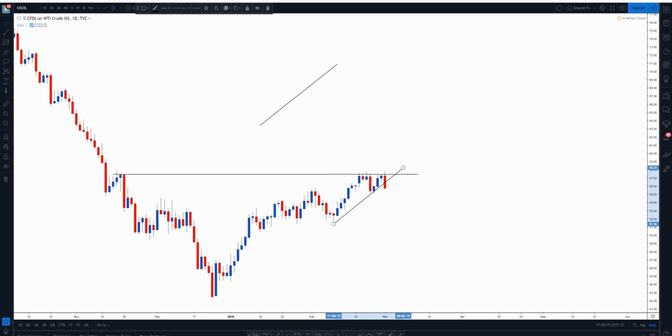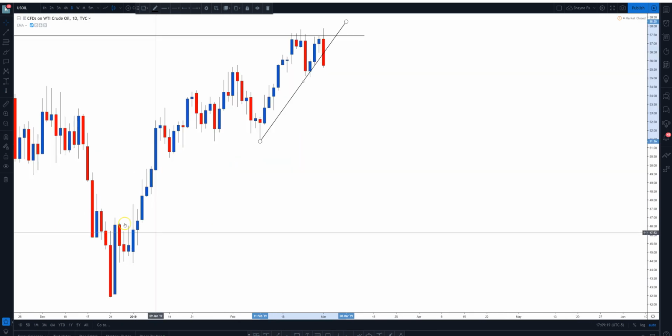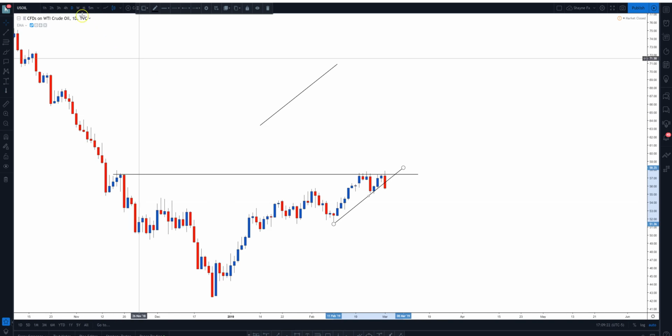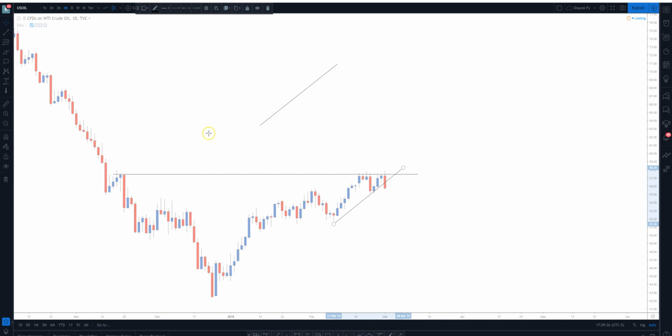Big bet. Let's go to the smaller time frame and look for a double bottom, a break of structure, or something.